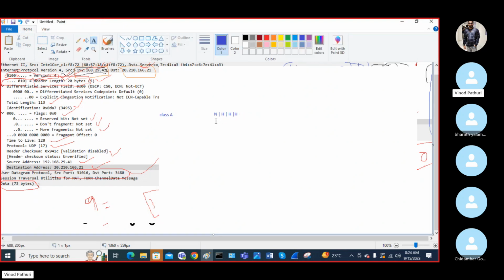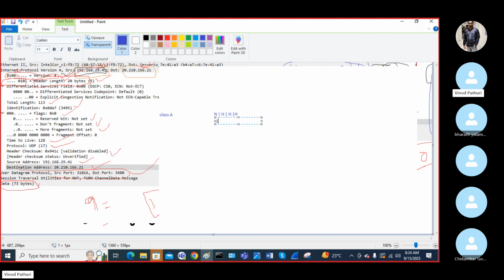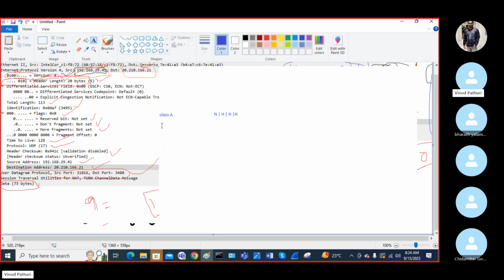So here, what is the value of class A then? It's 1000, right? Oh, it's not like that. Yes, network is represented with 1 and host is represented with 0. That is fine. So here class A is network and host.